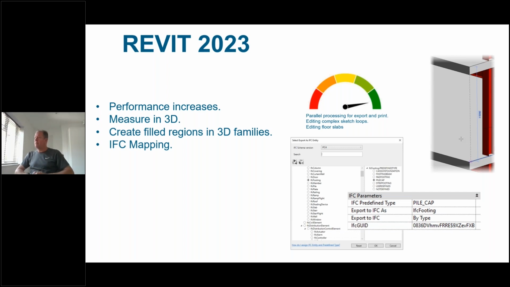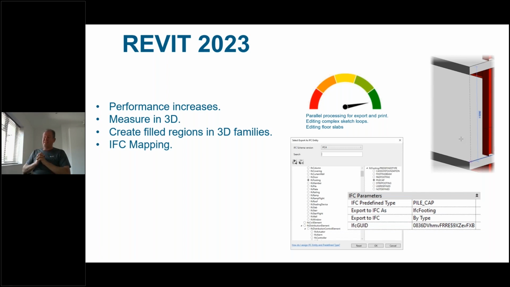Moving that productivity on into Revit 2023, we have some performance increases. Like I've said, upgrading to a newer version of Revit isn't just all about the features, it's also about the performance increases that we can get. Increasingly we're all working on bigger projects, larger models, and performance is critical. So what we have now is parallel processing when we're exporting or printing documents. That makes life a lot easier when we're publishing out lots and lots of PDFs and printed documents. Also, if we have complex sketch loops on walls or floor slabs, that's now been expedited as well, so we now have much better performance in those areas.